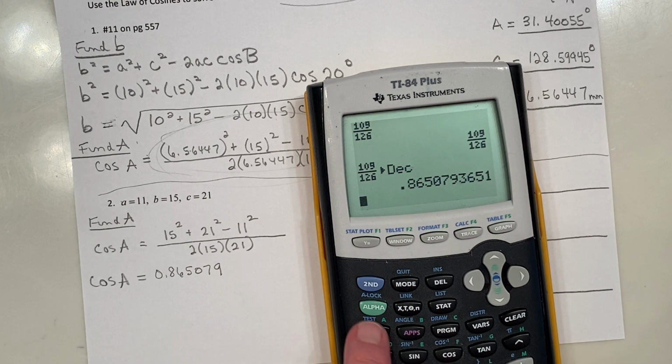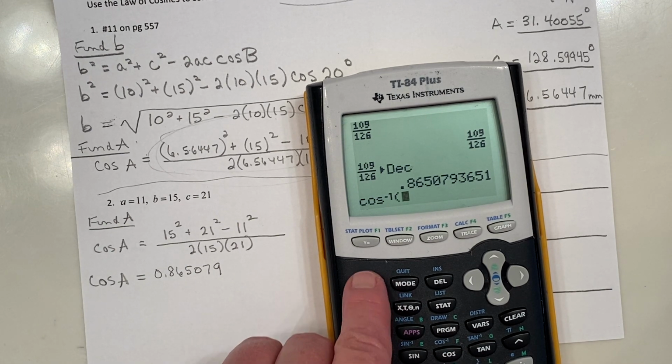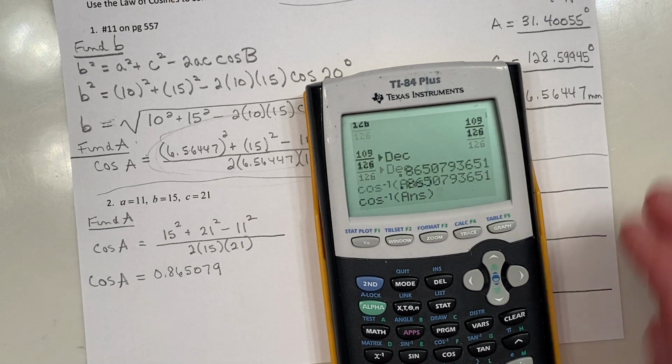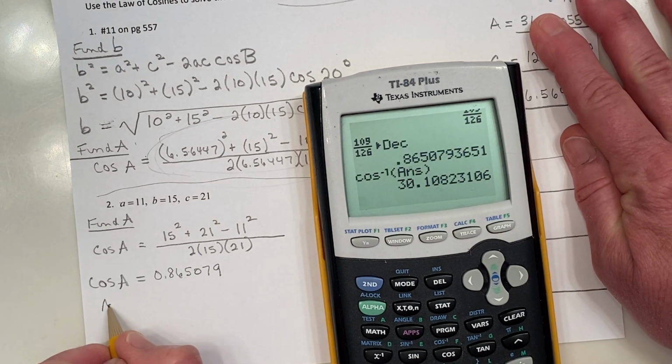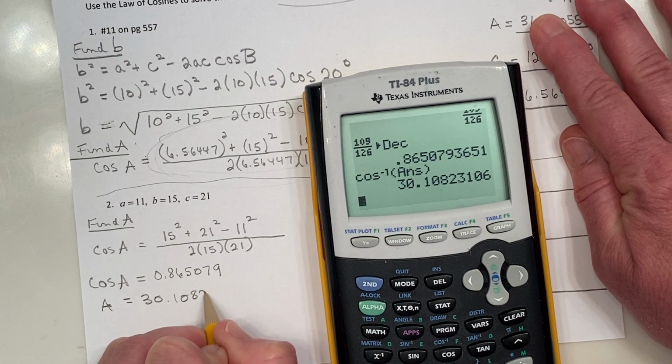Okay, and then I'm going to do a second cosine. And then the answer is the above the minus in blue. Second answer, that's where I'm grabbing it from. So angle A is 30.10823 degrees.